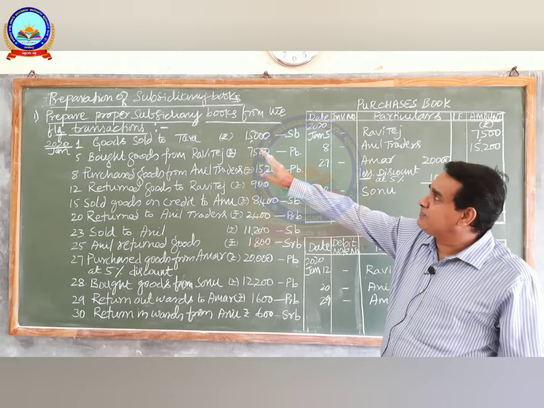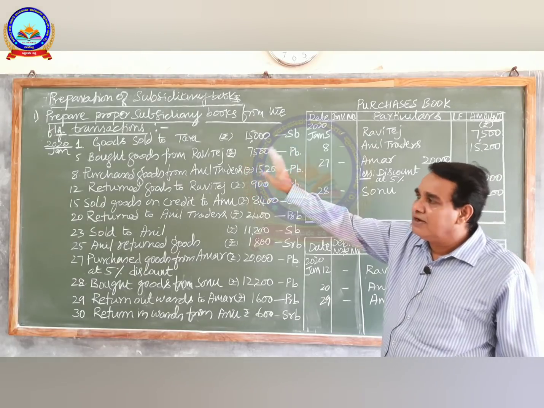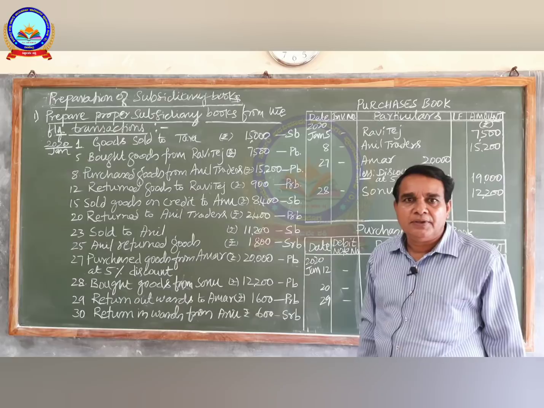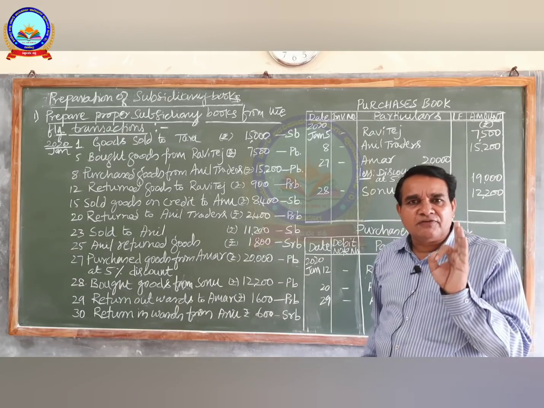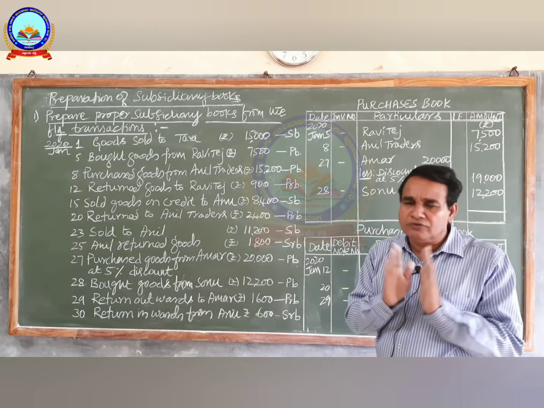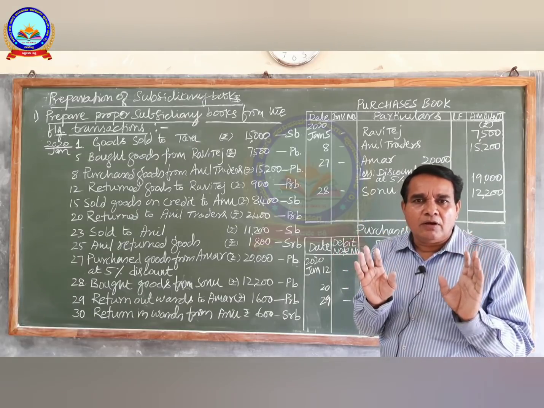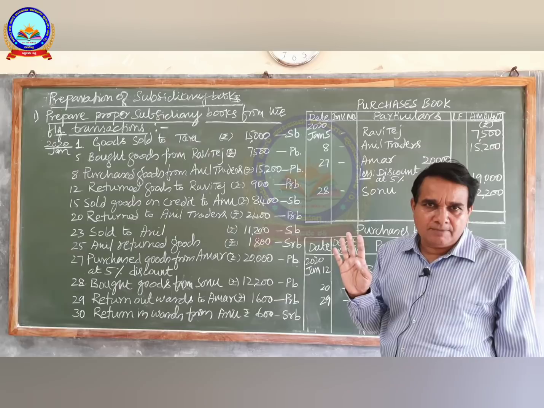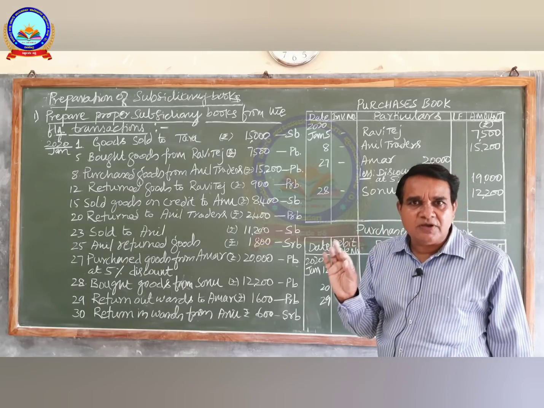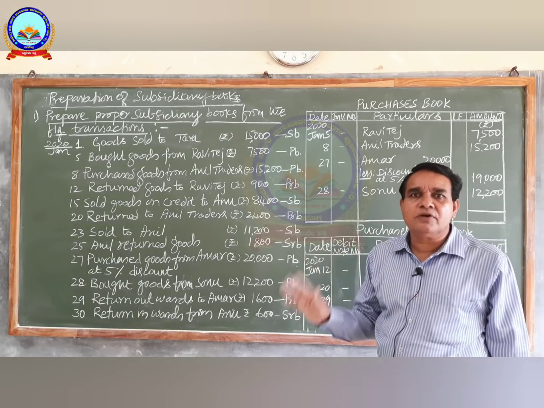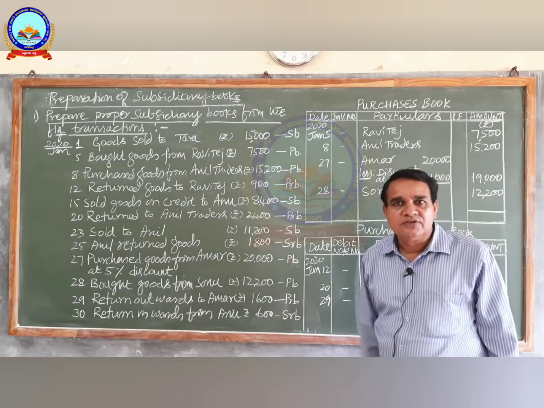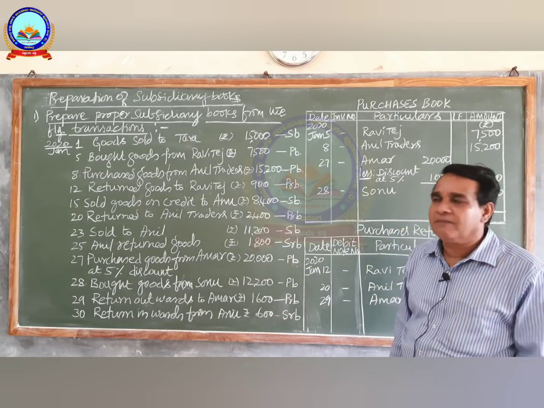Prepare proper subsidiary books from the following transactions. When the question is asked for 12 marks, there is no doubt you have to prepare 4 subsidiary books: purchases book, purchases return book, sales book, sales returns book.